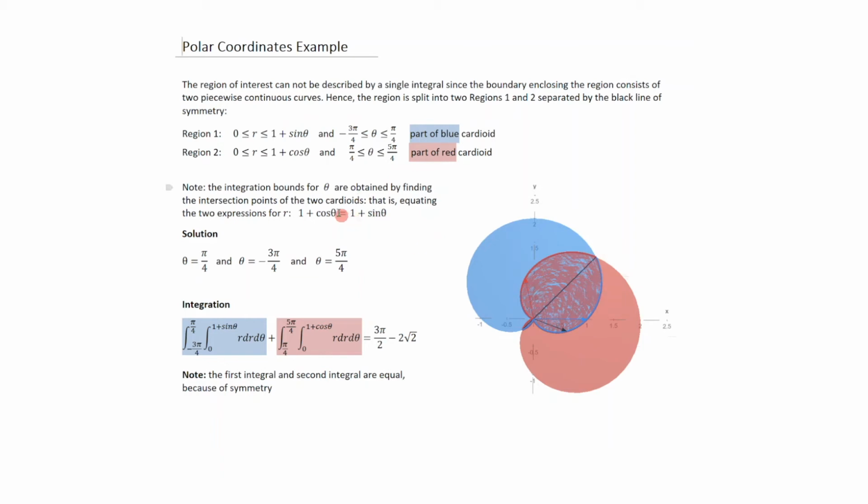So we need to know what the limits on that integral will be. r, we know, goes from 0 to 1 plus sine theta for the blue cardioid, and r goes from 0 to 1 plus cosine theta for the red cardioid. So when we're going around, for instance, for this portion here, we'd be looking at a portion of the blue cardioid, and this would be the dividing line. For this section here, we're talking about a portion of the red cardioid. So this would be the upper part.